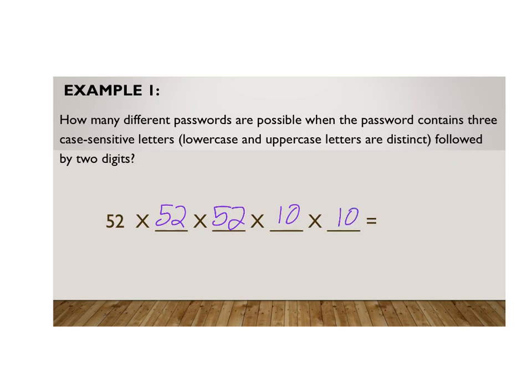Now, when we multiply this all together, 52 times 52 times 52 times 100, my answer is 14,060,800. It's a lot of possibilities. This is where we get into things like license plates. The more digits, the more spots you have, the more letters you allow, the more combinations there are.